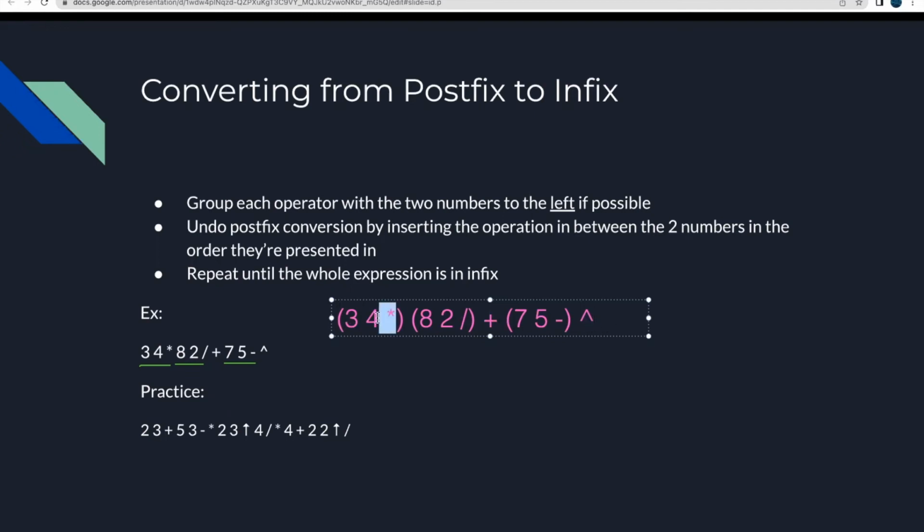Okay, and then you're gonna undo the postfix conversion by inserting the operation in between the 2 numbers in the order they're presented in. So you insert this multiplication sign here, insert this division sign here, insert this subtraction sign here, and then these, okay, well, this, and this, these are all 3 separate terms, so you can treat them as numbers. We're going to continue grouping, going from right to left.